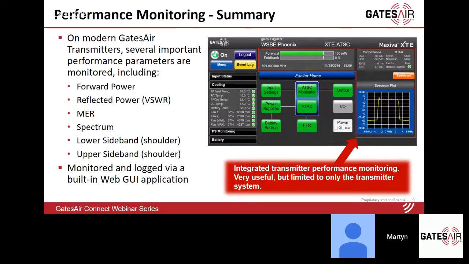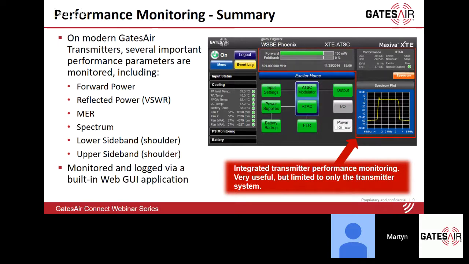So many newer designs of transmitters, including all the current products from GatesAir, have an integrated performance monitoring capability. It isn't necessarily monitoring everything, but it's monitoring pretty much everything within the transmitter itself that's important to the operator. And you can basically quickly see that it's on the air, it's running, there are no faults, there are no status or warnings, or if there are, you can work on those.